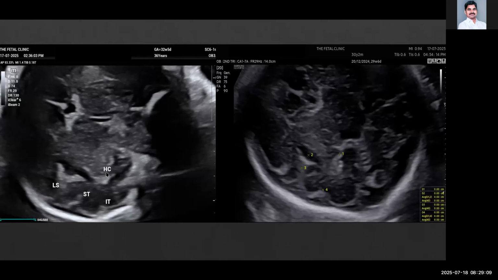This is the hippocampal sulcus seen in the medial part of the temporal lobe. So this is the insula, 2 is the insula. This is the lateral sulcus, and this is the superior temporal sulcus. So in the medial part of the temporal lobe, here is the hippocampal sulcus.